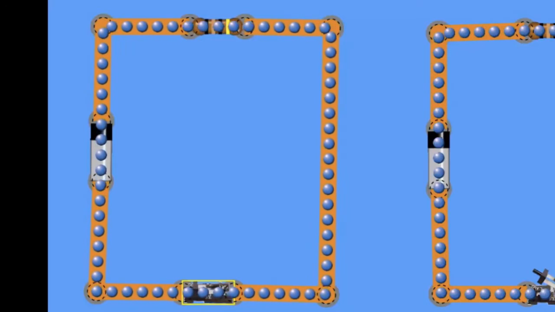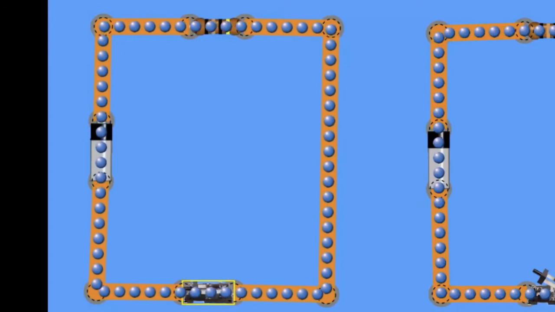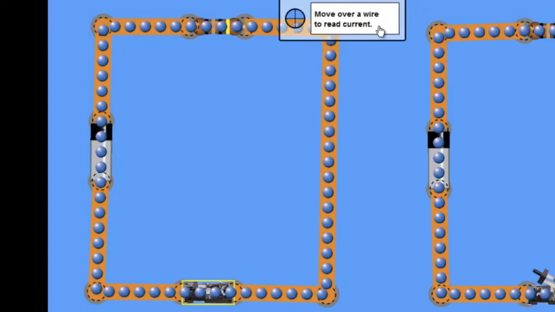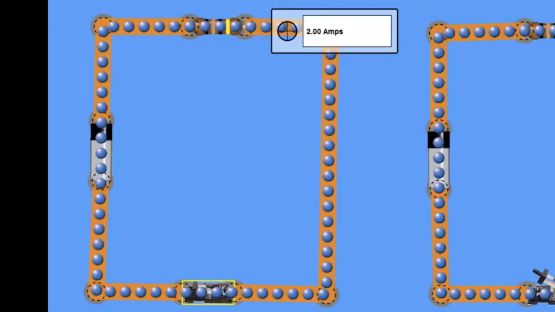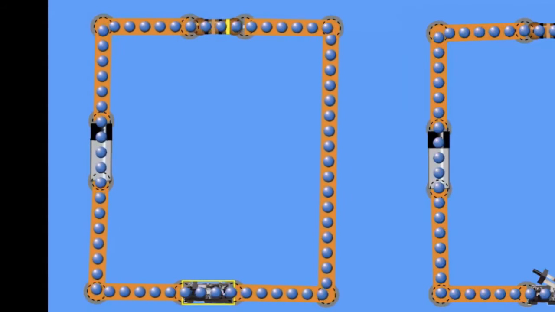Each one of those little balls doesn't represent a single electron. It represents some quantity of electrons that are moving through the circuit. So then our total current is 2 amps.